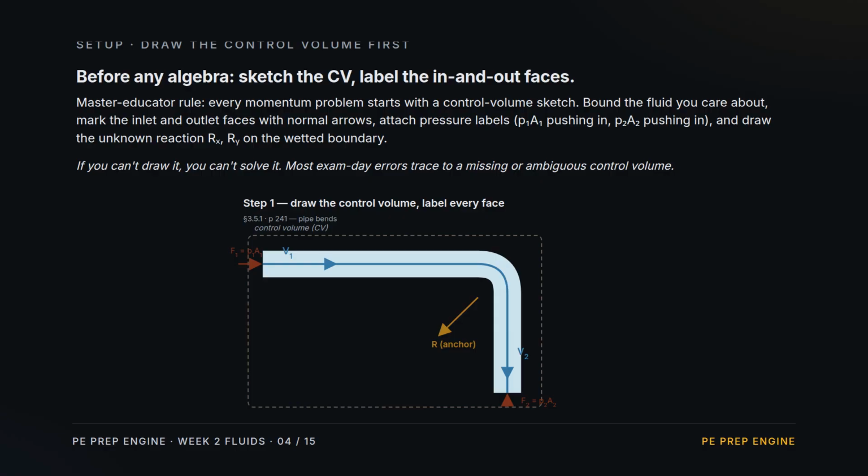Bound the fluid with a dashed boundary. Mark the inlet and outlet faces with velocity arrows. Attach pressure labels: P1A1 pushing inward at the inlet, P2A2 at the outlet, and draw the unknown reaction R sub x, R sub y on the wetted surface. Most exam day momentum errors trace to a missing or ambiguous control volume.